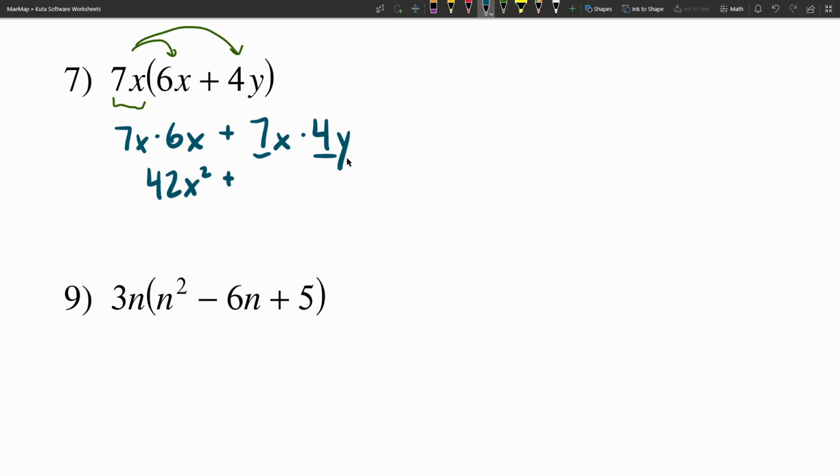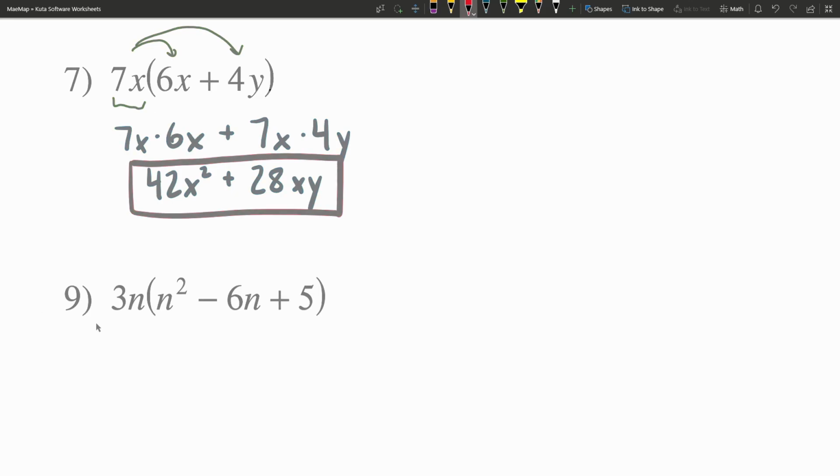7 times 4 we can easily multiply. That's going to give us a 28. But x times y we cannot combine, so we're going to leave it as x times y. So xy. And there we have it. 42x squared plus 28xy. That's our solution for number 7.